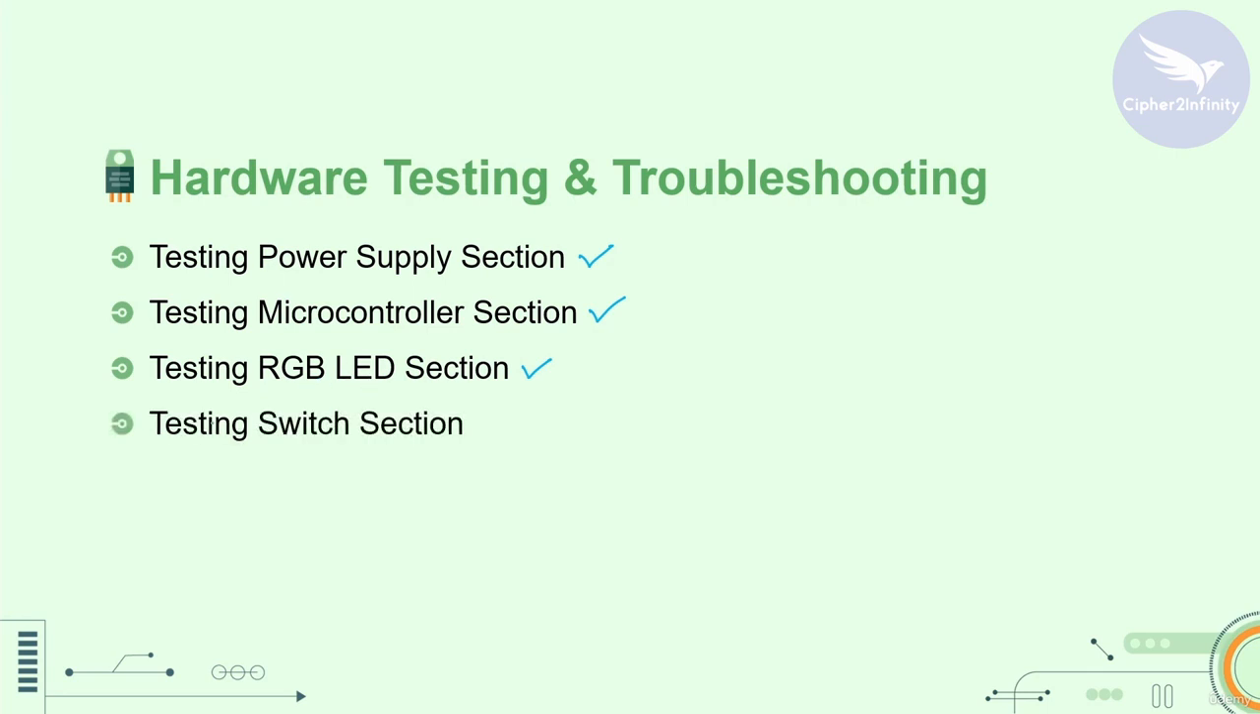Then the next video is about testing the switch section. So again, we are going to program the microcontroller, and with that we are going to read the switch that we have interfaced with the microcontroller, and from that we are going to verify whether the switch section is working properly or not. Okay, and again I'm going to discuss the different testing and troubleshooting techniques related to the switch section, and also I will discuss the mistakes that you should avoid while dealing with the switch section.